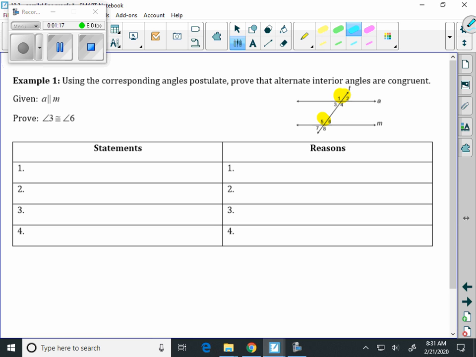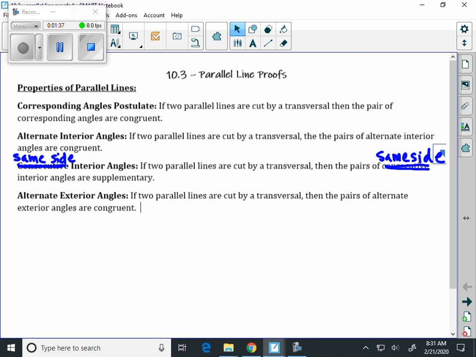We could do that with angle 2 and angle 6. Those are both on top and to the right of the transversal. And then you could do both on bottom and to the left of the transversal, both on bottom and to the right of the transversal. Those are corresponding angles. Again, just refamiliarizing ourselves with the different vocab words.